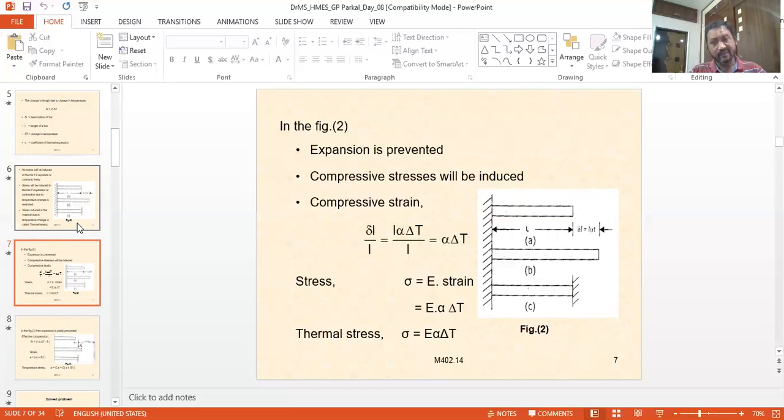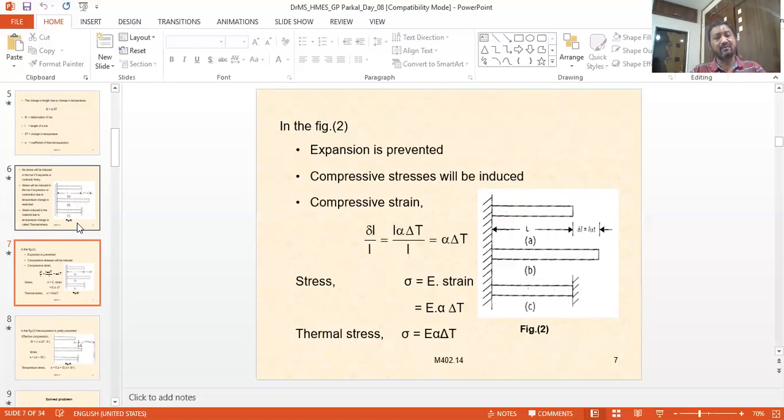In the present case, the body is subjected to an increase in temperature, and that free expansion is avoided. Here, this body is subjected to compressive stress and also compressive strain. And we know that the compressive strain value is equal to delta L by L, that is nothing but L into alpha into dT by L. So this is equal to alpha into dT. So that is the strain.